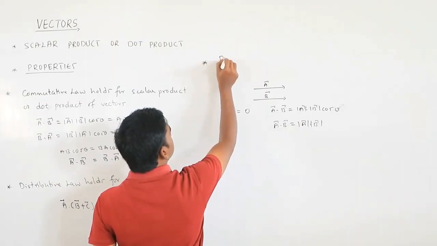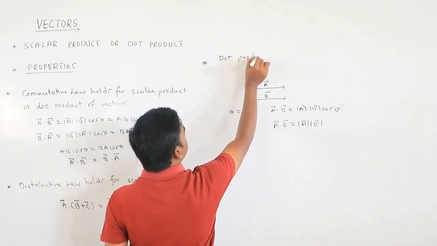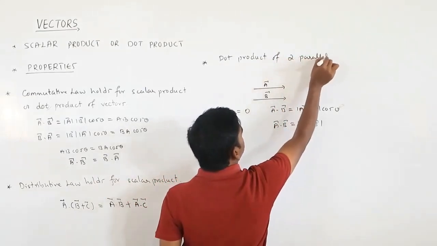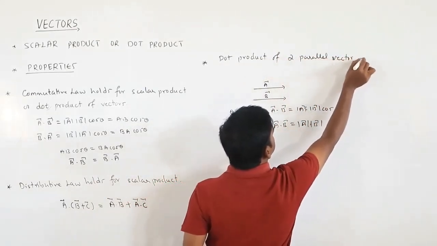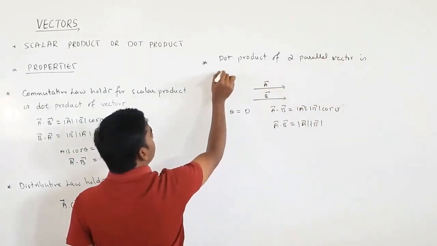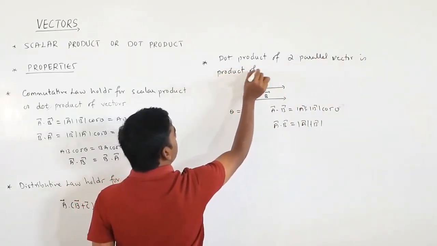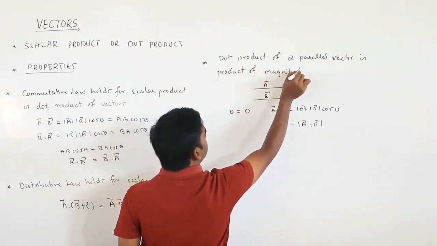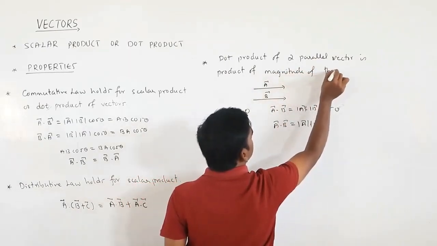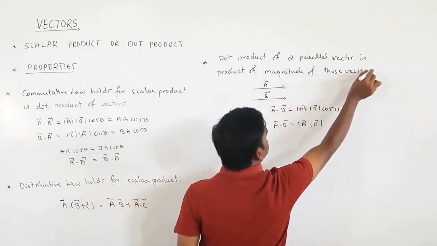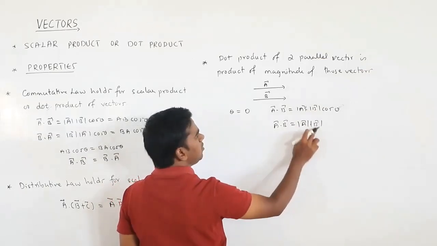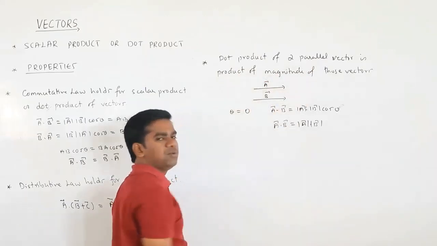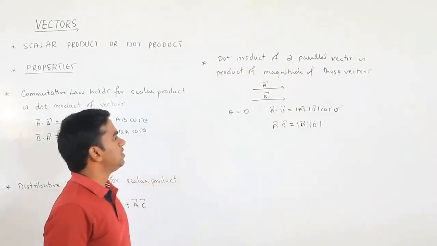So the dot product or scalar product of two parallel vectors is the product of the magnitudes of those vectors. These are nothing but the product of their magnitudes. So the dot product of two parallel vectors is the product of the magnitudes of those two vectors.